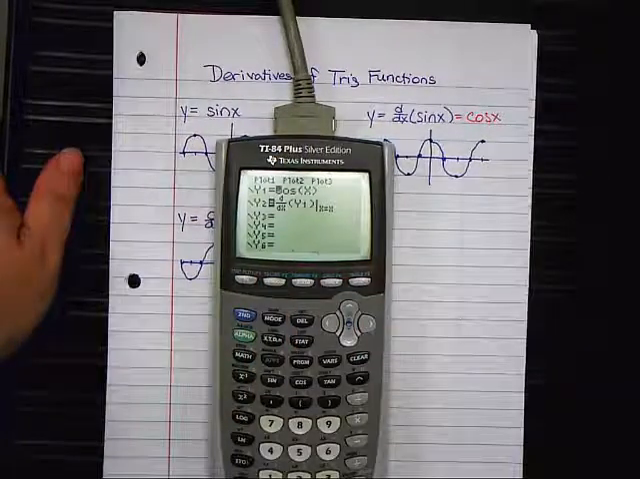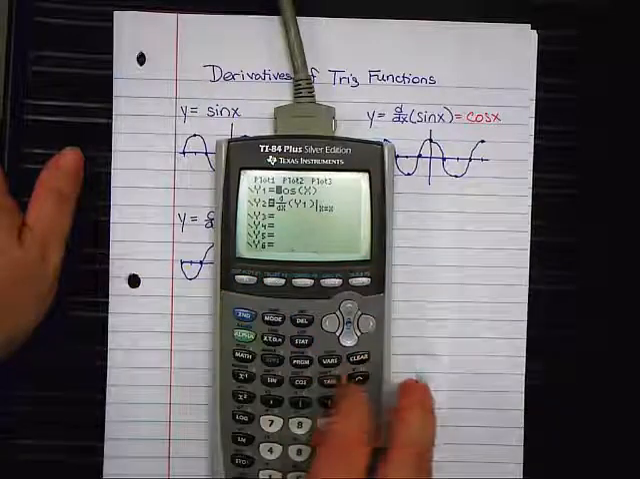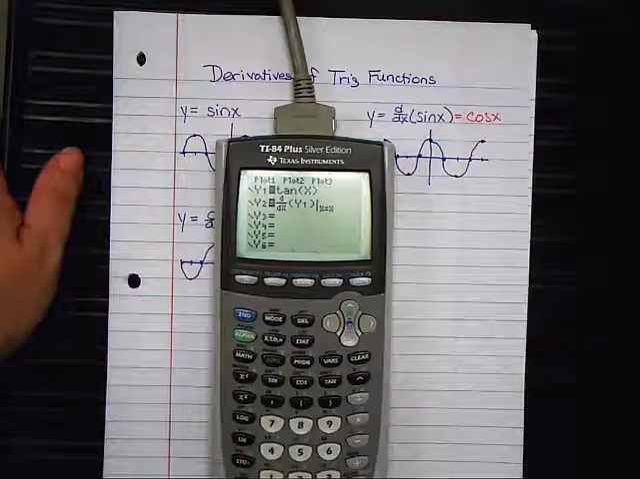Now, real quickly, before I write anything down, I want to do the same thing with tangent and see if I recognize the graph. So go back in here, change it to tangent, go back and turn it off, and then graph it.